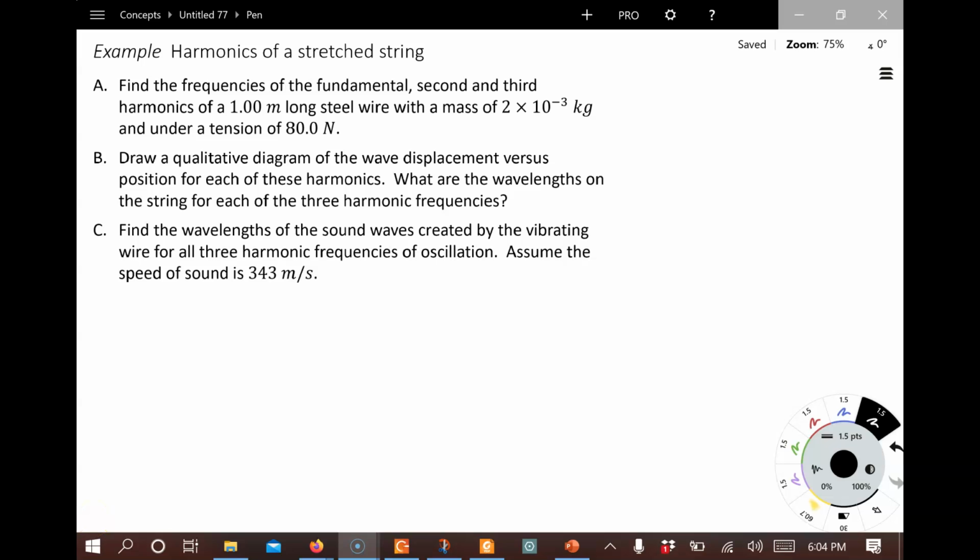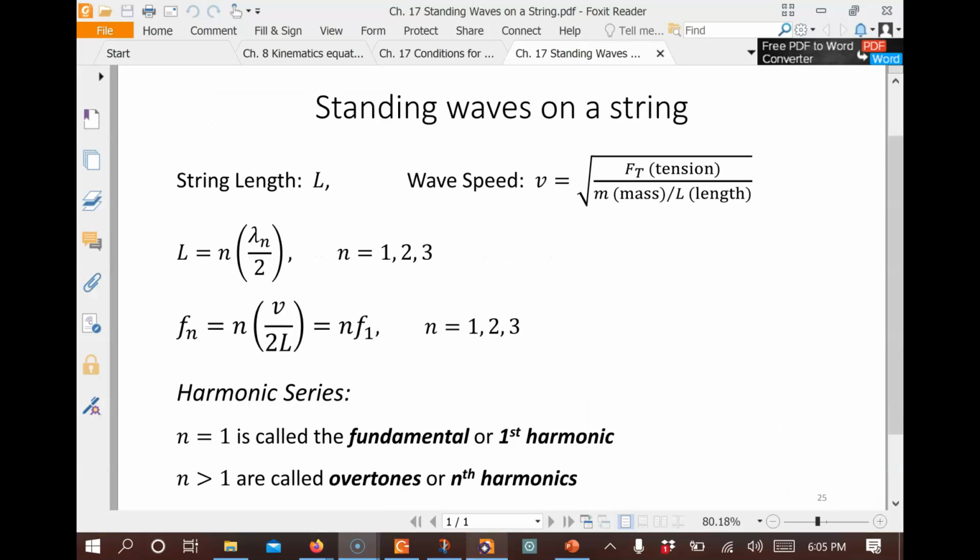Hi, this is an example problem about standing waves on a string from chapter 17. Pause for a moment and read the question. We can look at this PDF file here that has a compilation of equations that are useful, which are used for standing waves on a string.